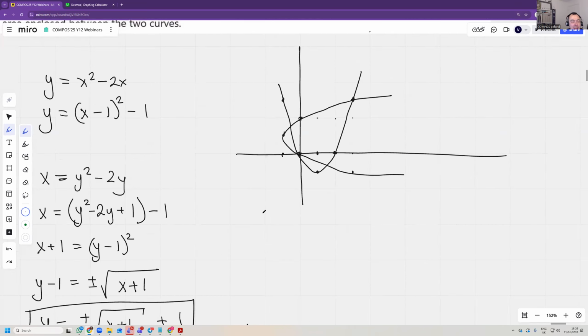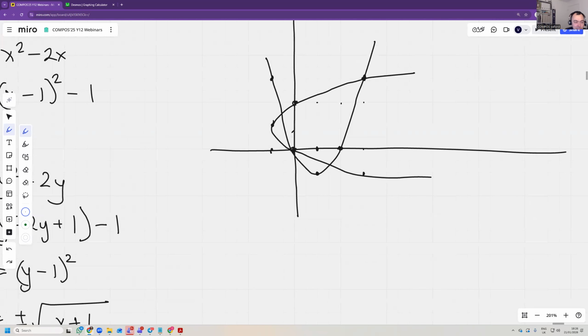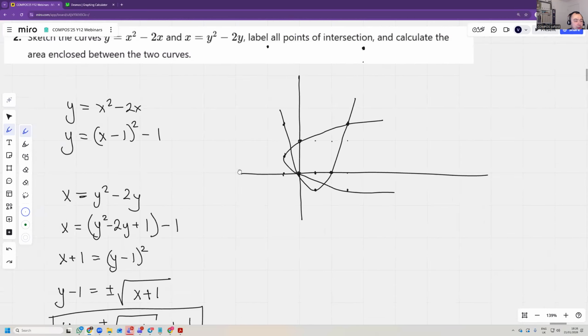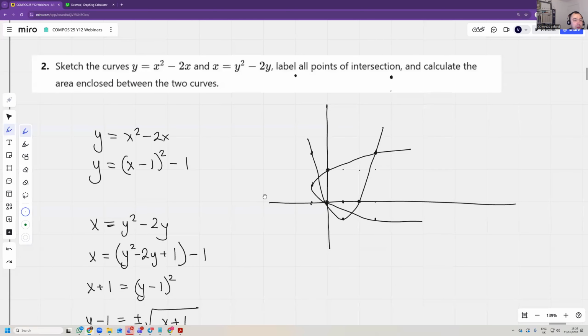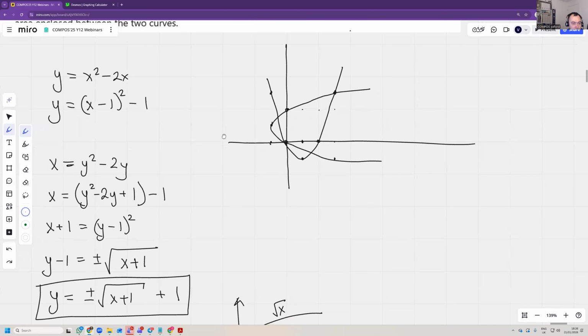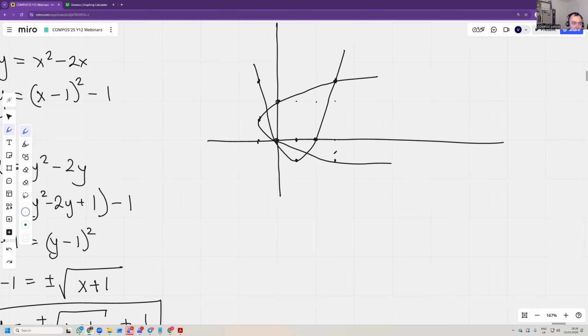And you need to find the area enclosed between the two curves. Sketch the curves, label all points, sketch the area enclosed between the two curves. Well, enclosed between the two curves, they would mean this bit basically. Still not easy, but doable.